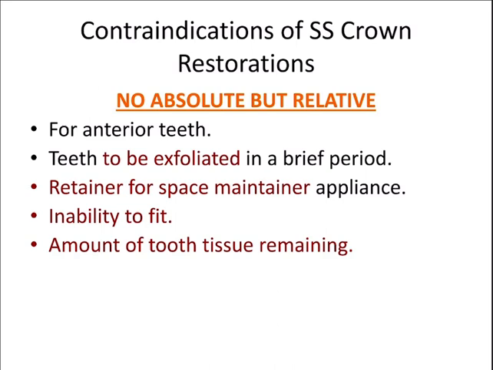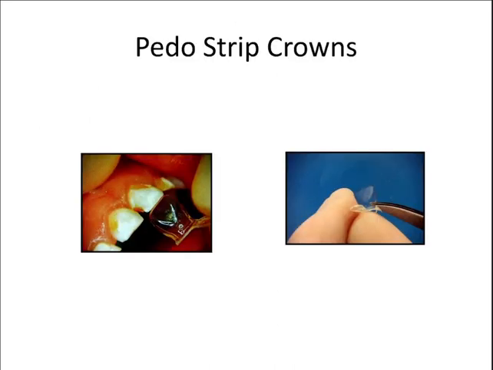Okay, so all these are not absolute but relative contraindications. Now coming to the pedo strip crowns or celluloid crowns. You can see this material is actually a celluloid material, in which you place the composite. You can see the crown here.